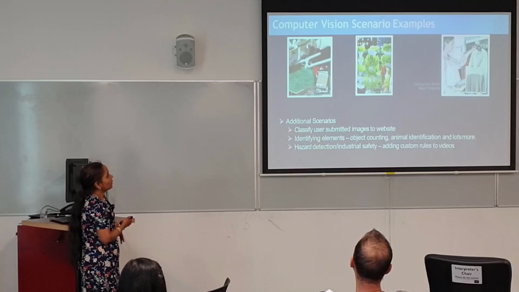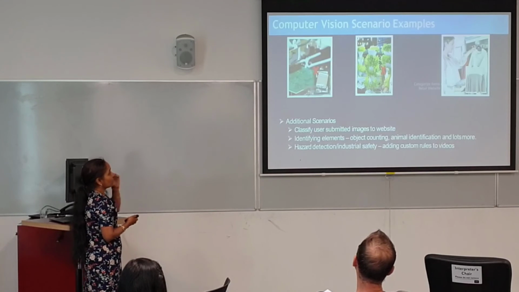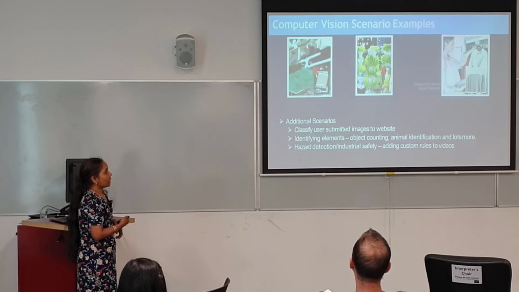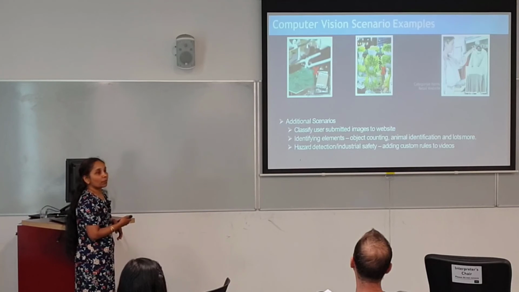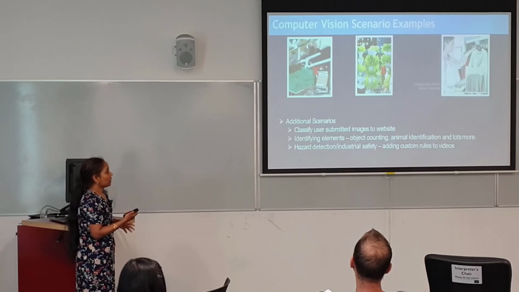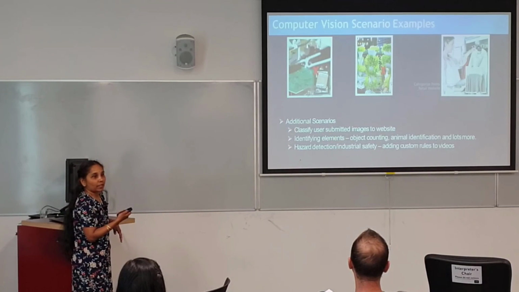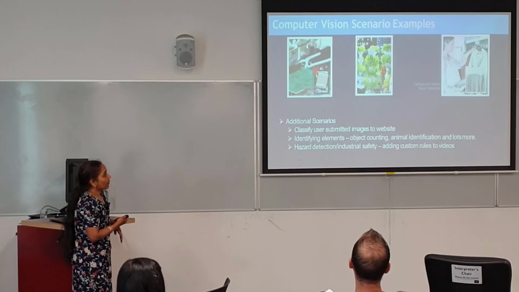Okay, let's see some scenarios. The additional scenarios say classify user submitted images to a website, identifying elements, object counting. If you want to count the number of objects, like I have said, you can use custom vision. Hazard detection, for example, adding rules to videos.